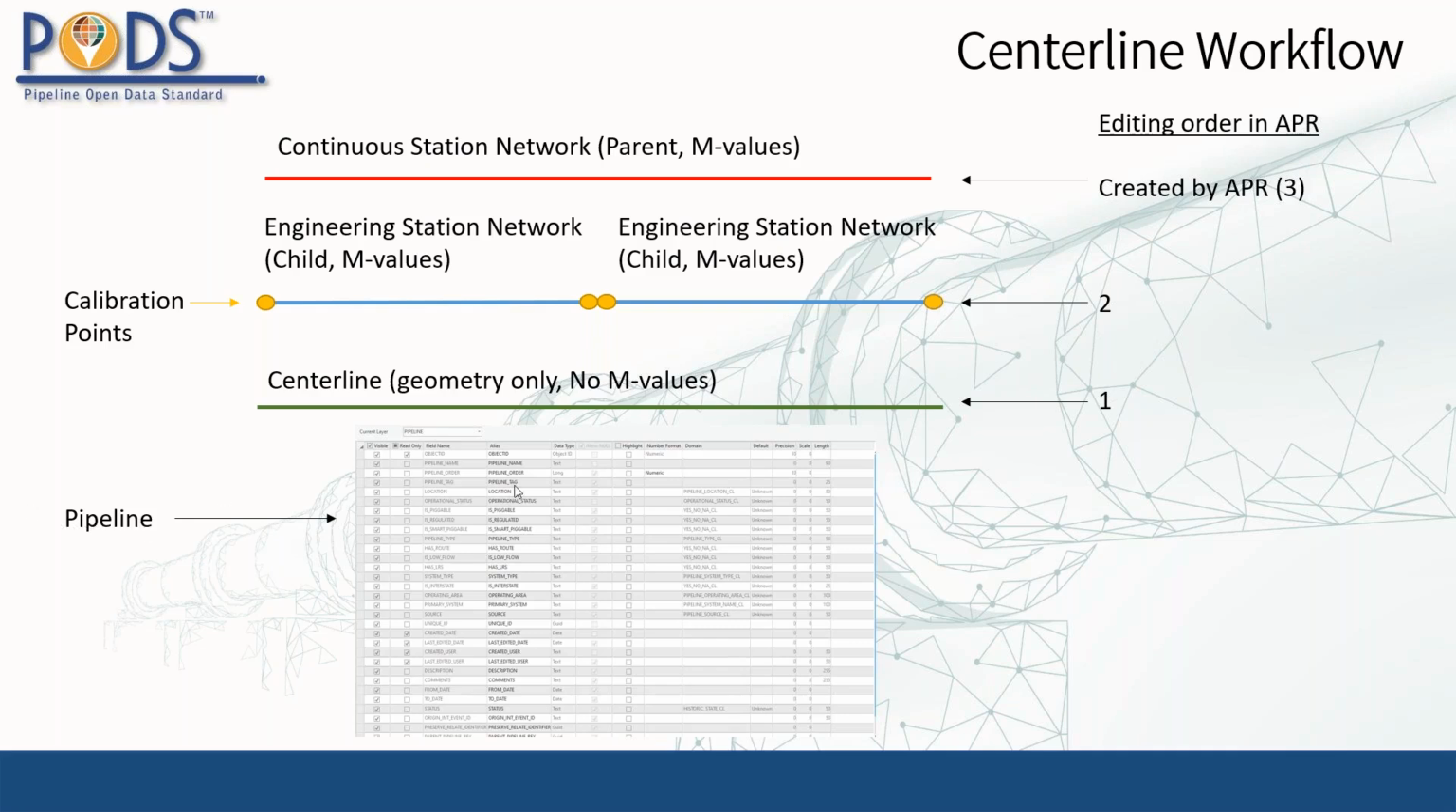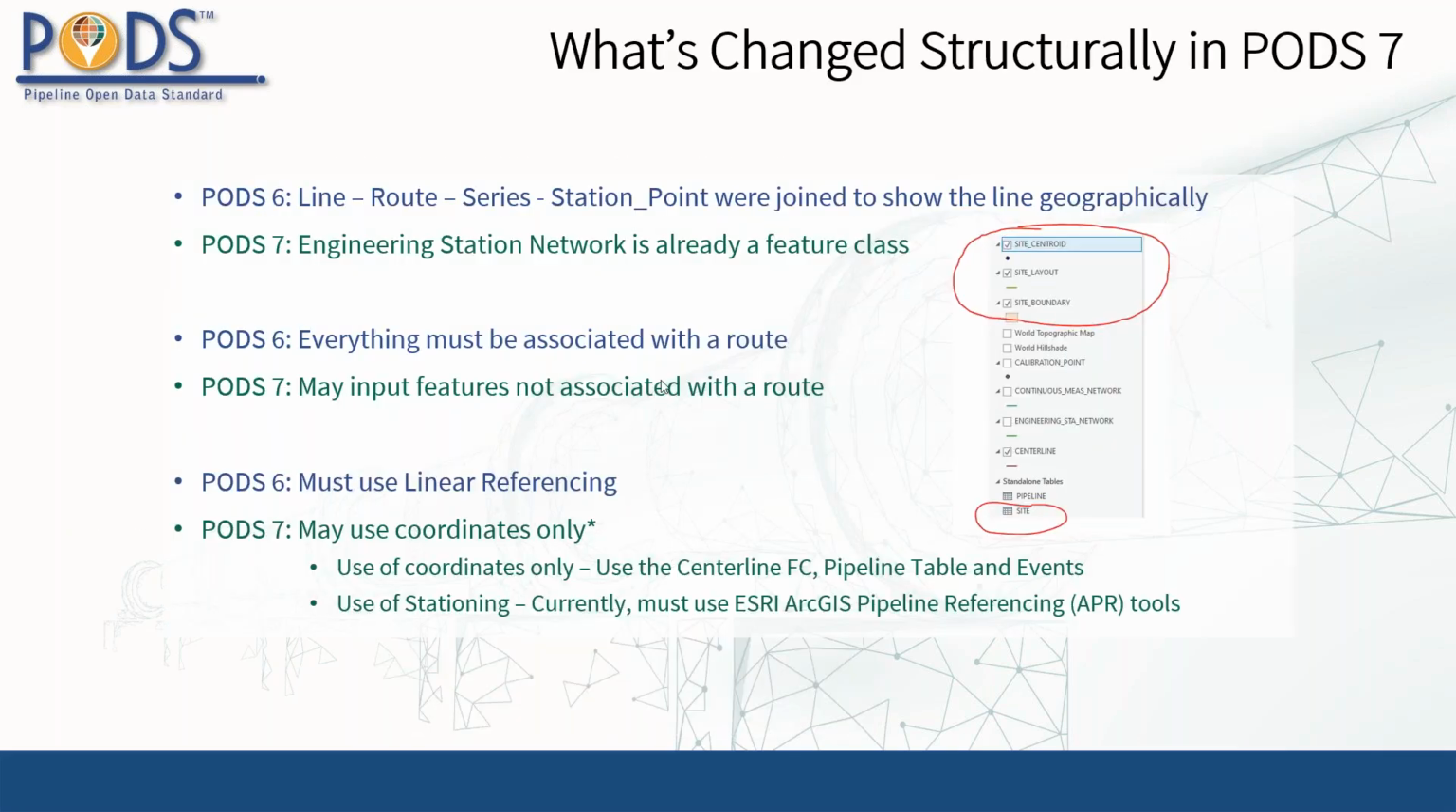And then you can see the pipeline table has pipeline name, pipeline order, operation status. Is it regulated? Is it piggable? Does it have a route? All this information is in your pipeline table. If you're familiar with PODS Spatial, think of this as line loop. Okay. It'll probably make more sense once I start the demo.